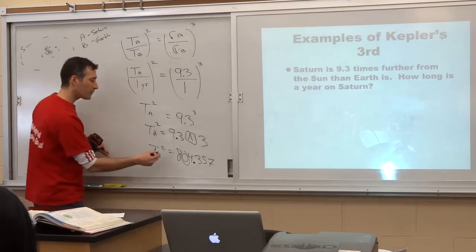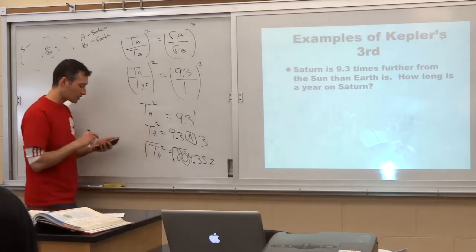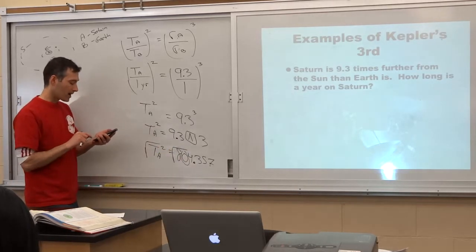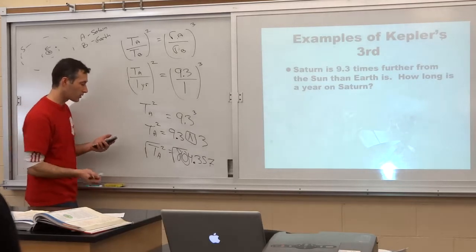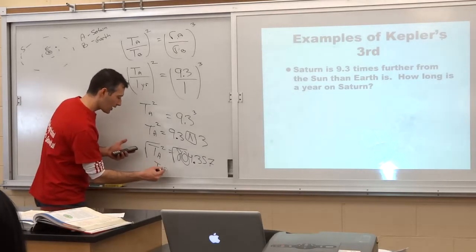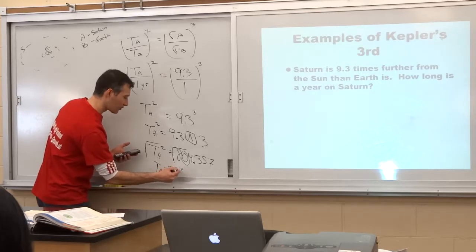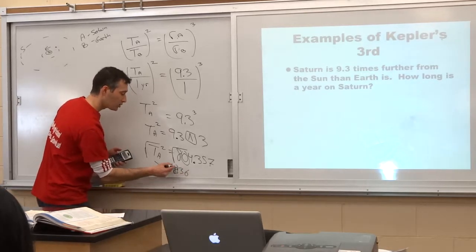And then the final step is to take the square root of both sides, right, no problem. My calculator does have a square root button, so I'm in business. And I get like 28.36. 2 significant digits.